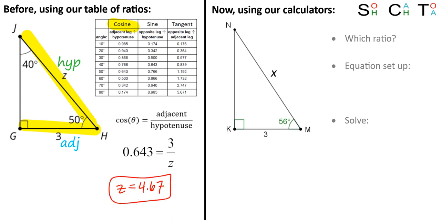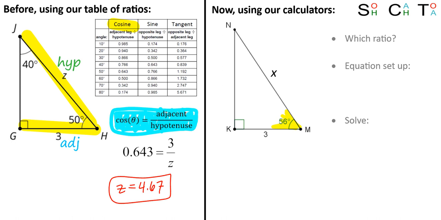What we're doing now, we're going to be using our calculator. The process is kind of the same. Our equation setup is going to be just like this, except instead of looking up that ratio in the table, we'll use our calculator for it. We're also now not limited to those 10-degree increments, so our angle for this one is going to be a 56-degree angle. So let's try it out.